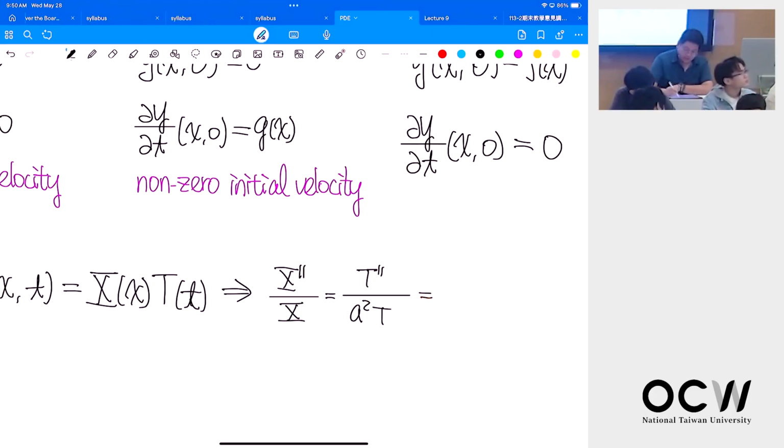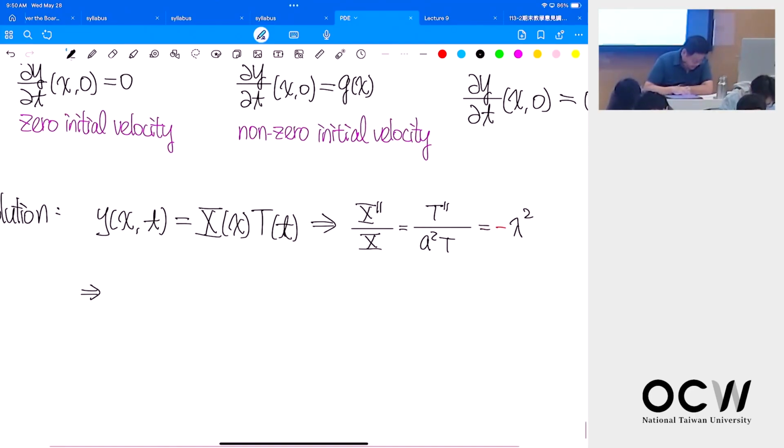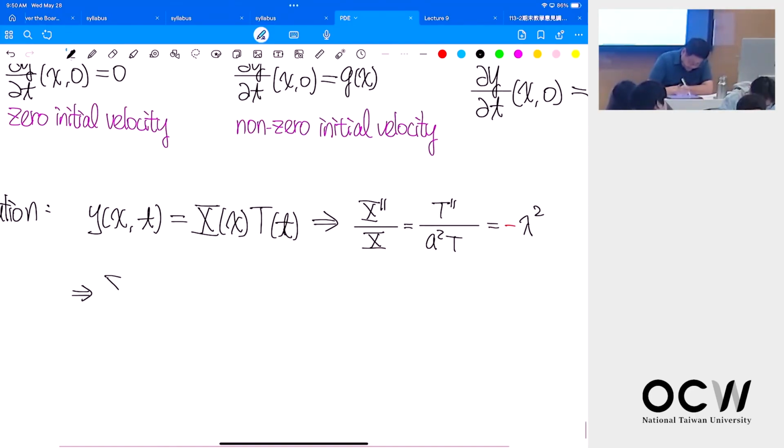Otherwise, position is position, time is time. They cannot be equal. So for the constants, conventionally we have a minus for your constant. So minus lambda squared. Then you have x double prime plus lambda squared x equals 0, and t double prime plus a squared lambda squared t equals 0.